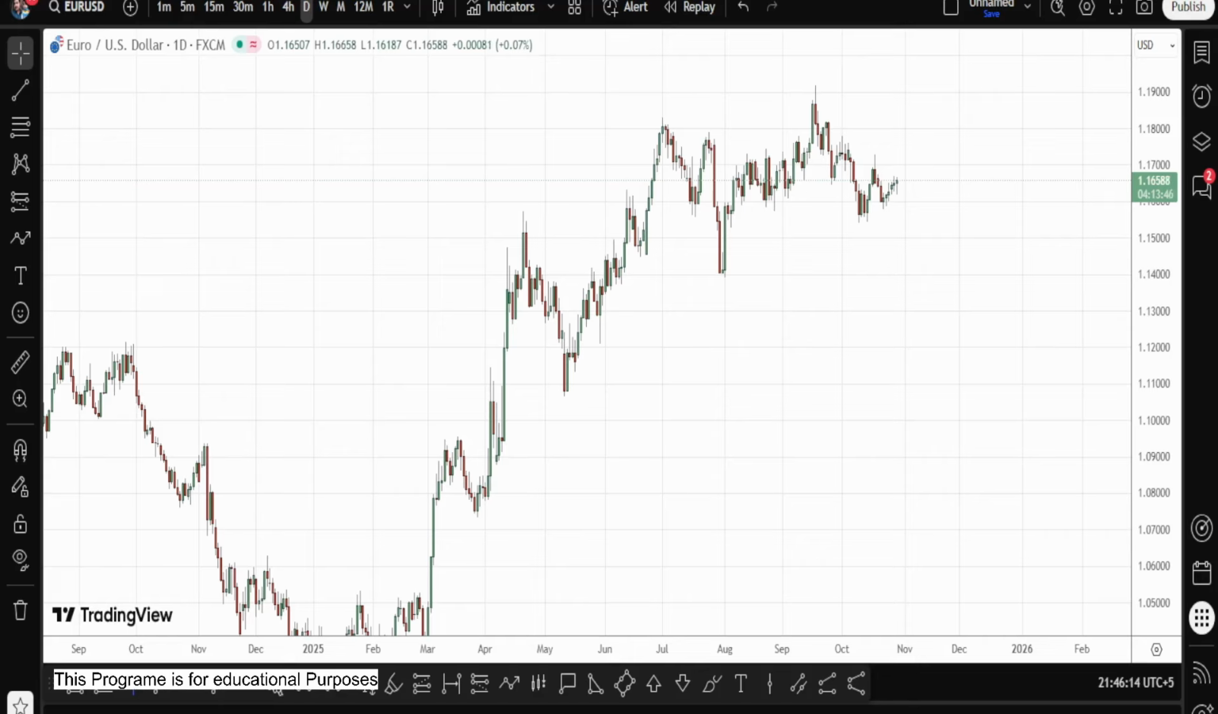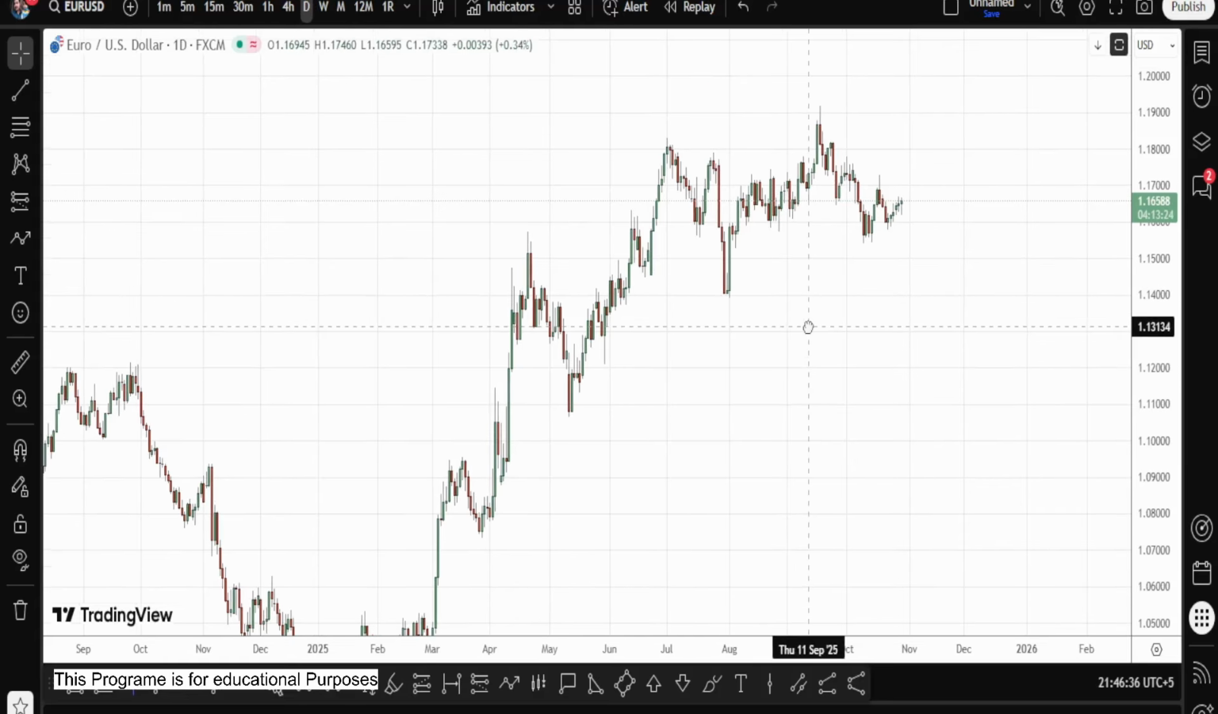I am going to discuss Euro US dollar, its structure, and I will be trying to find out where this market potentially can go in the upcoming few days. So without wasting further time, let's jump into the charts. Let's have a look at this Euro US dollar.